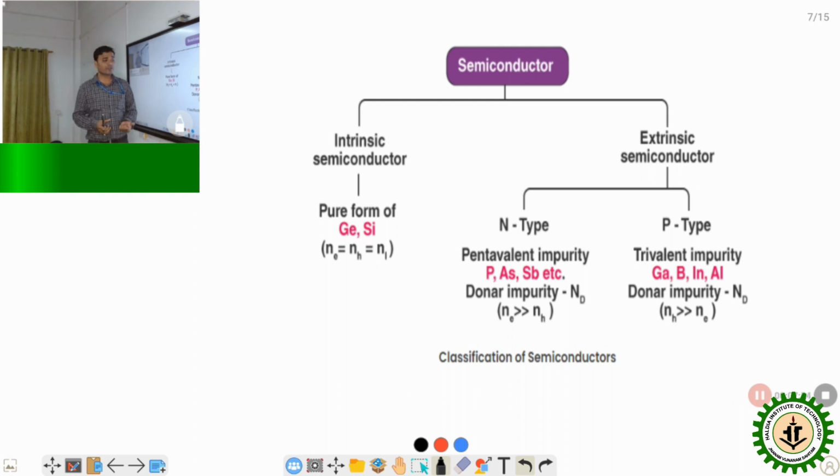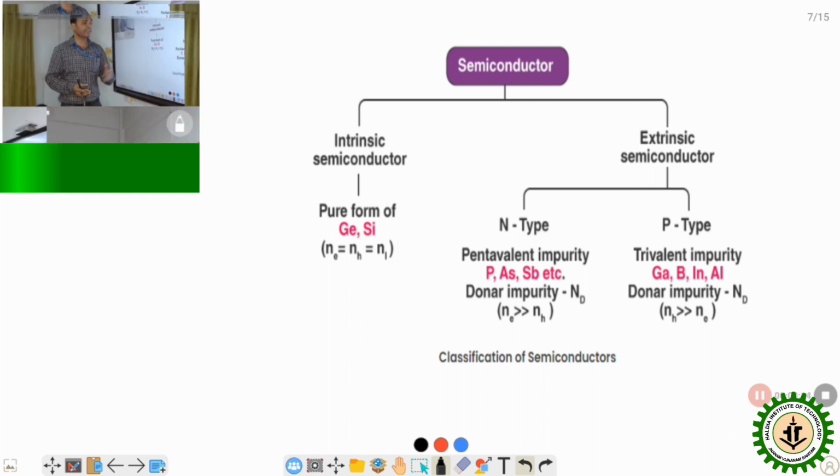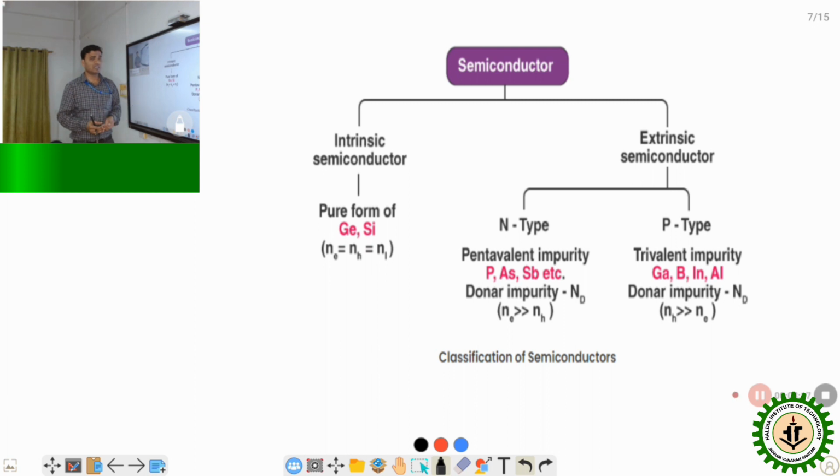Extrinsic semiconductor is also divided into two types, N type and P type, on the basis of doping type. When a pentavalent atom is doped, pentavalent atoms meaning phosphorus, arsenic, antimony, bismuth, doped with germanium and silicon, then it turns into an N-type extrinsic semiconductor. That is N-type.